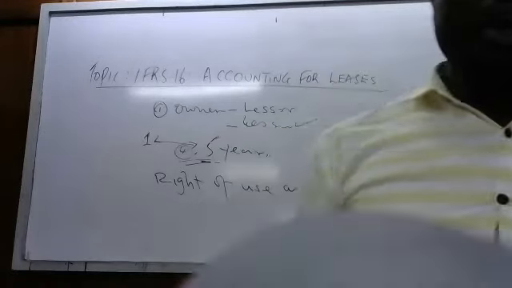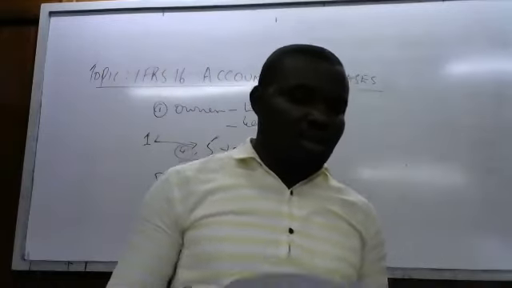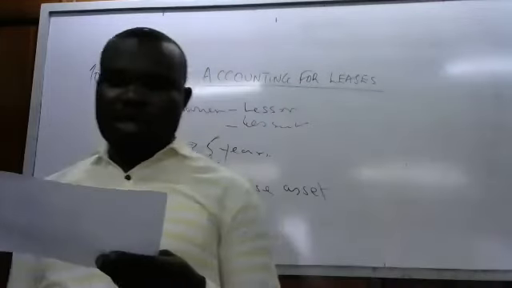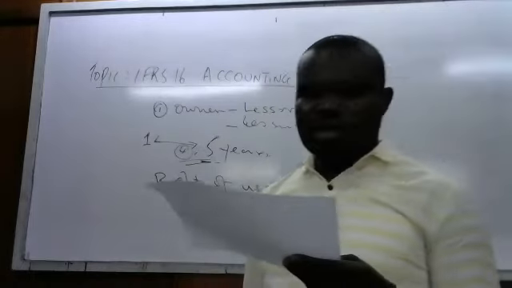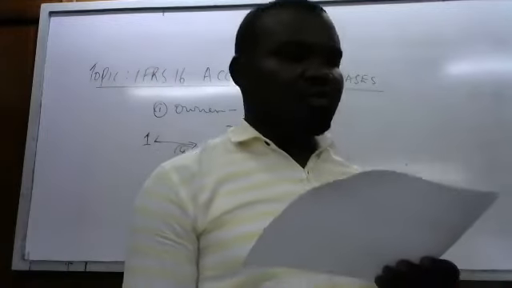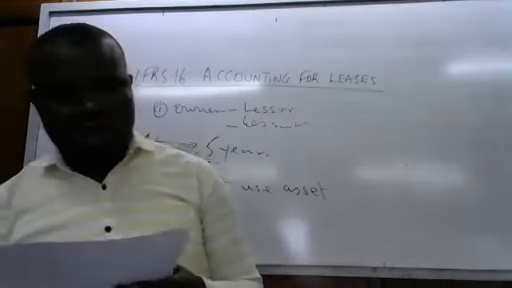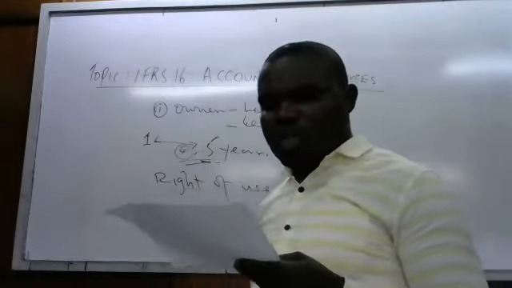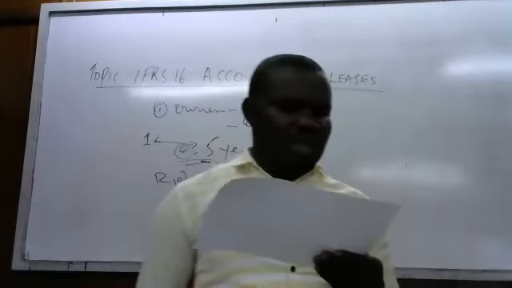So let's go to question 1 on this handout. It says, on 1st of January 2019, JM Limited leased a machine from GT Machine Limited under a finance lease agreement. JM Limited was to make installment lease payments of shillings 14 million every 6 months on 30th June and 31st December in arrears.